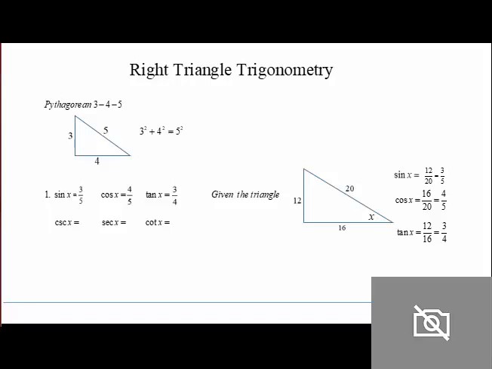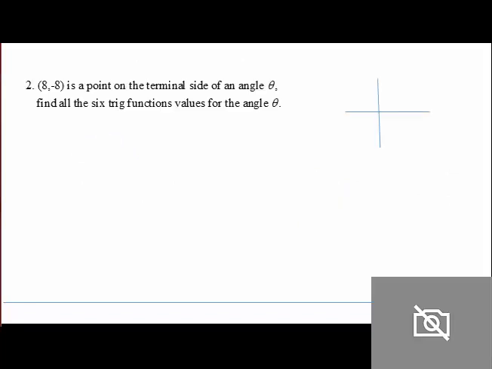Now cosecant, secant, and cotangent, those are the reciprocals. Sine has reciprocal cosecant, so it will give you the reciprocal value 5 over 3. Secant gives you 5 over 4, and from tangent you get cotangent, 4 over 3. You are done for this problem. We take the second example.